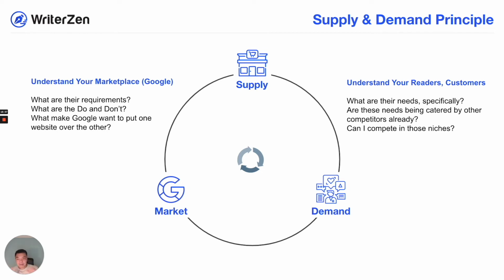And a lot of people get this wrong. When you start doing SEO, you jump right in and think, oh, I have to do keyword research. Keyword research is actually researching your customer. The first thing you have to do is research your marketplace, which is Google.